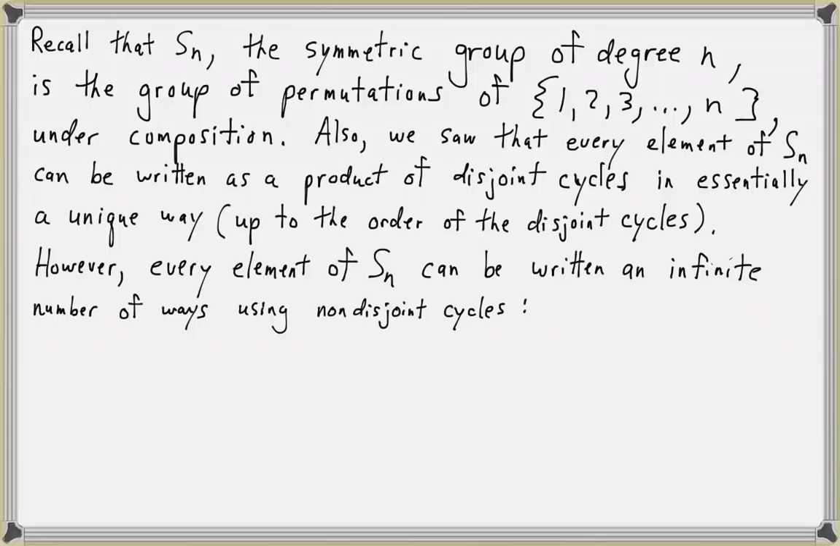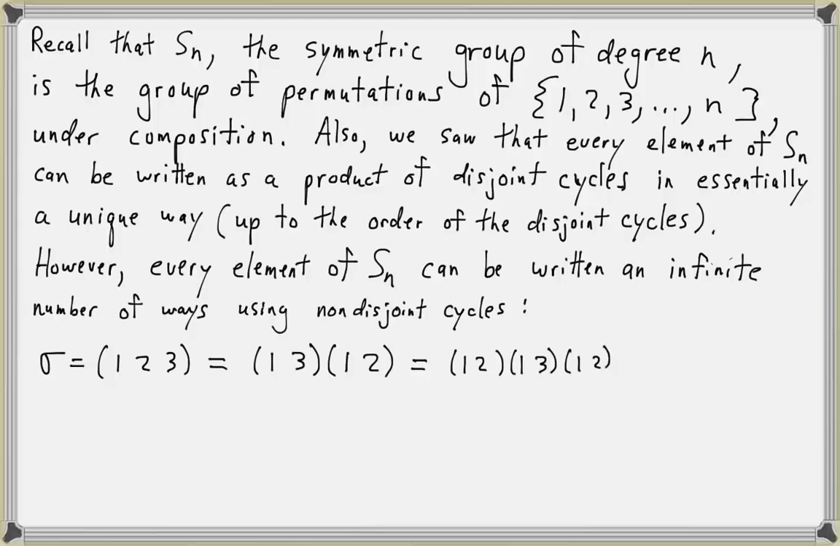So let me give you an example. Even in S3, if we have sigma equal to the cycle (1 2 3), I can actually write this as the product of the two cycles (1 3)(1 2). So you can verify this. But I could continue. I could keep writing this as (1 2)(1 3)(1 2)(1 3), and this also equals (1 2)(2 3), and you could keep coming up with more and more representations for the same cycle, (1 2 3).